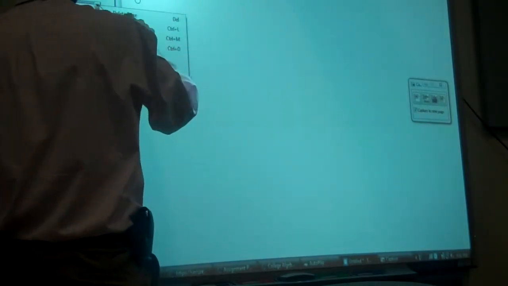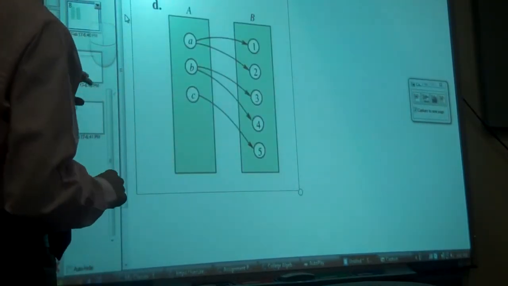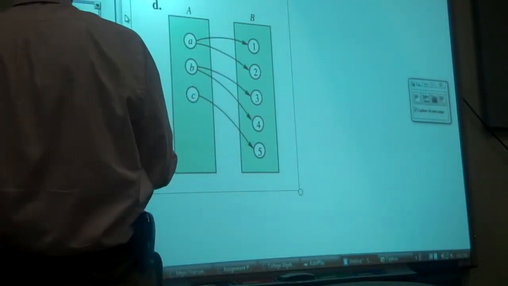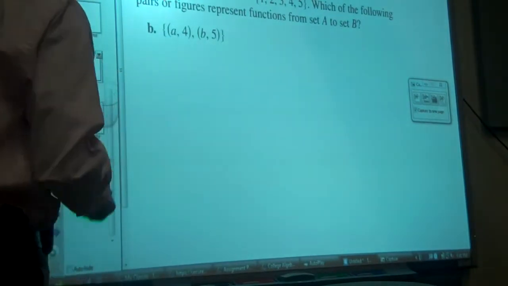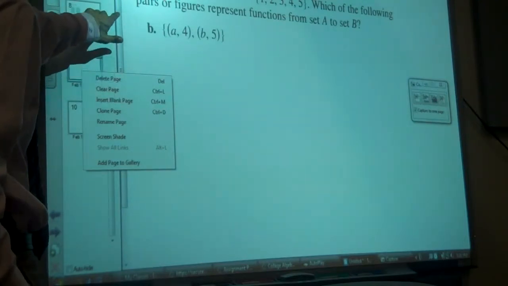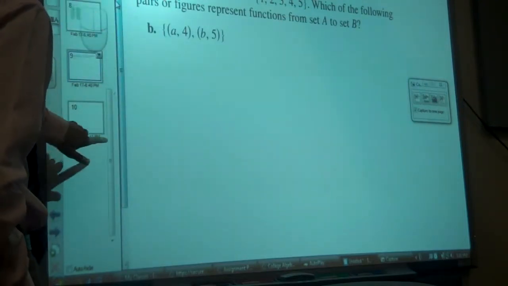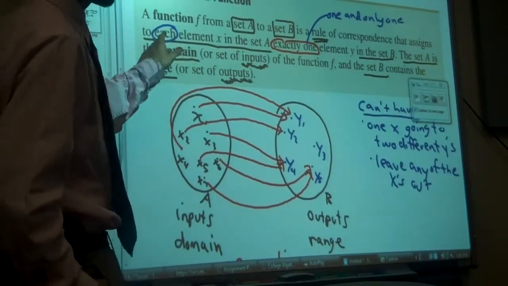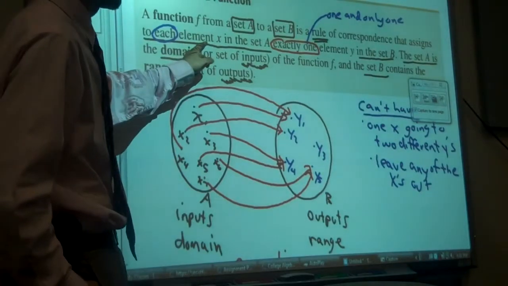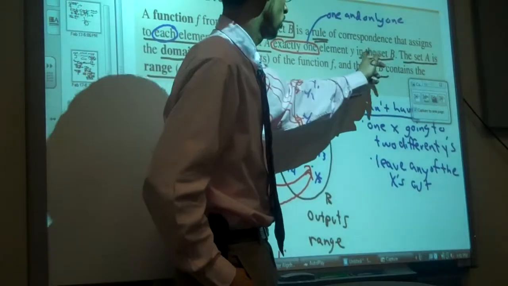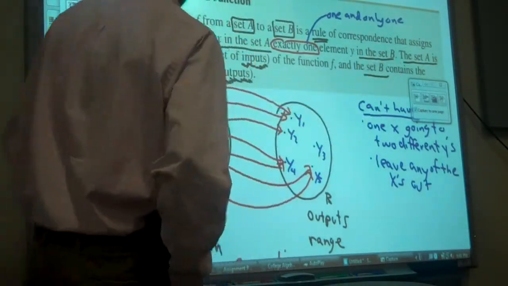What's so special about a function, remember, is that every input gets one and only one output. Each element in A gets exactly one output in B. We don't have that.